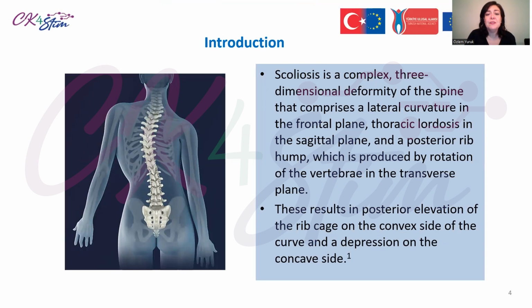Scoliosis is a complex three-dimensional deformity of the spine that comprises a lateral curvature in the frontal plane, thoracic lordosis in the sagittal plane, and posterior rib hump, which is produced by rotation of the vertebrae in the transverse plane. This results in posterior elevation of the rib cage on the convex side of the curve and a depression on the concave side. This alignment disorder of the spine was first described by Hippocrates. Galen used the scoliosis term for the curvature of the spine.